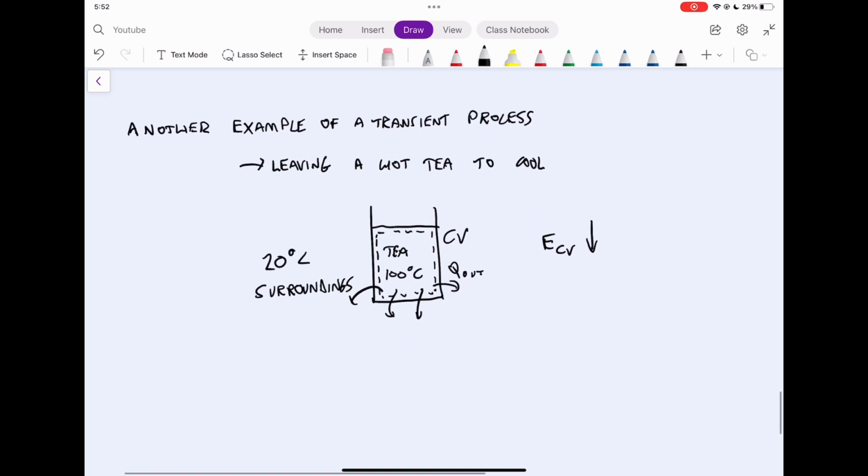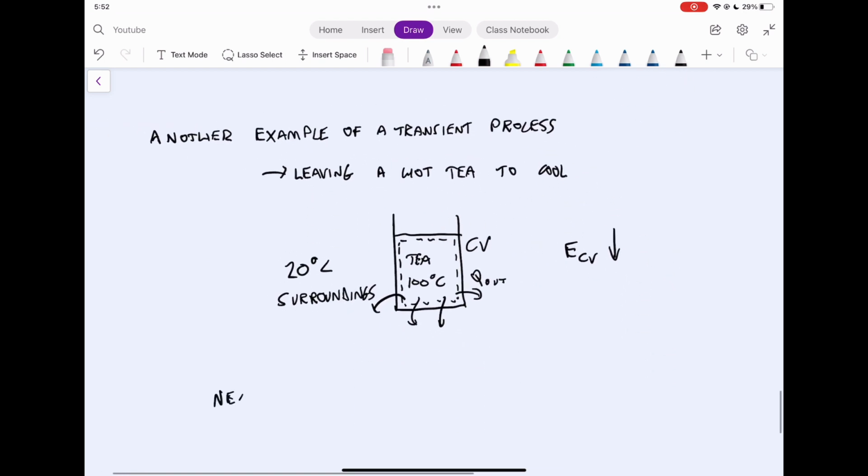In the following video, we're going to be introducing the concept of pressure, as it is paramount to understand what pressure means, how we measure pressure, and how we use pressure within thermodynamics.